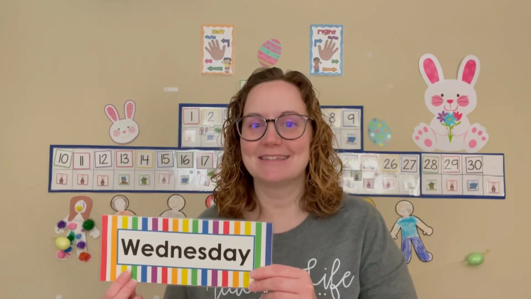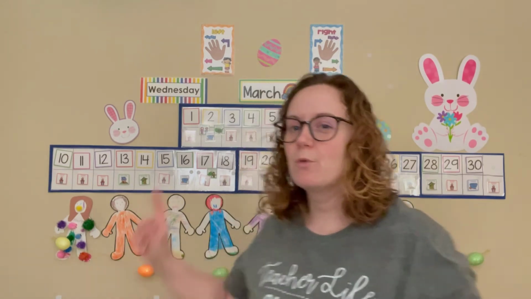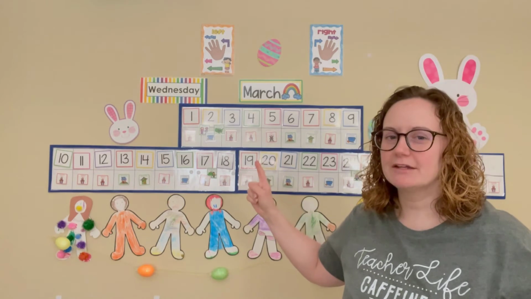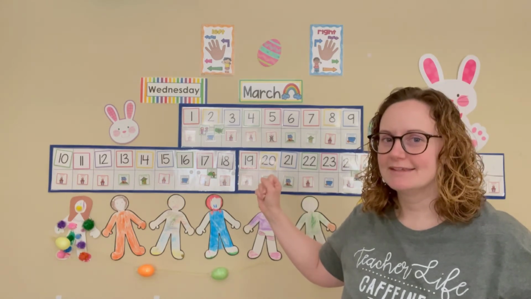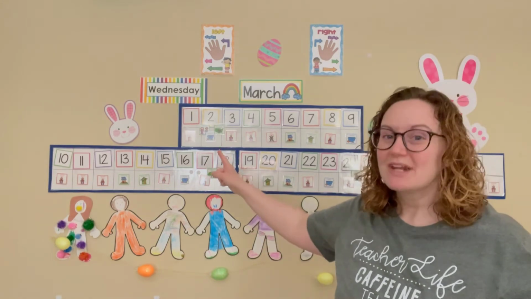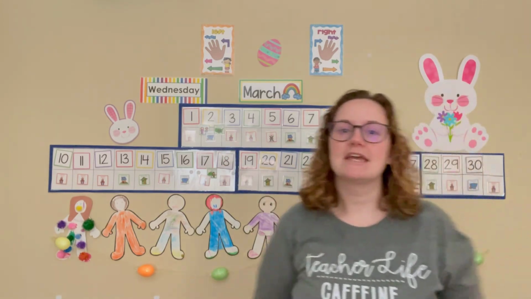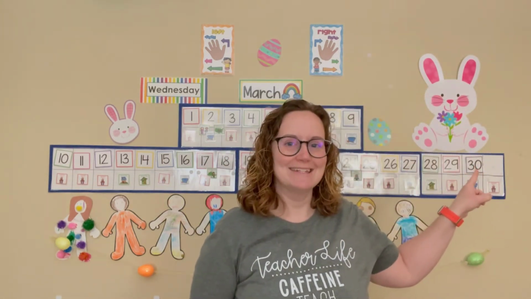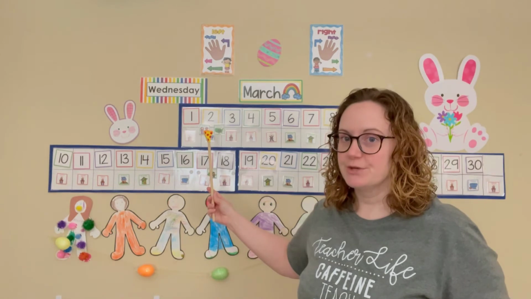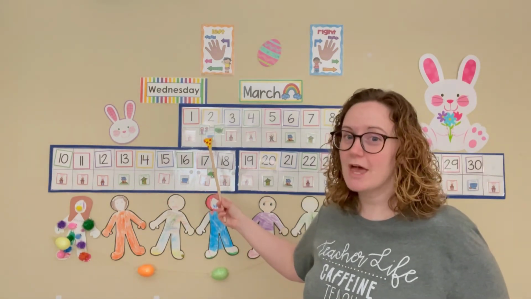little counting. We have been doing what kind of counting for our month of March, friends? We've been counting by what? Twos. We call this skip counting. So today we're going to start with our counting and then we're going to figure out what that last number is for our calendar. So we're going to start with the number two. Are you ready? We're going to go slow.